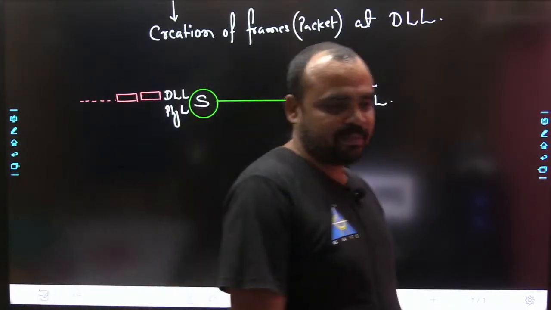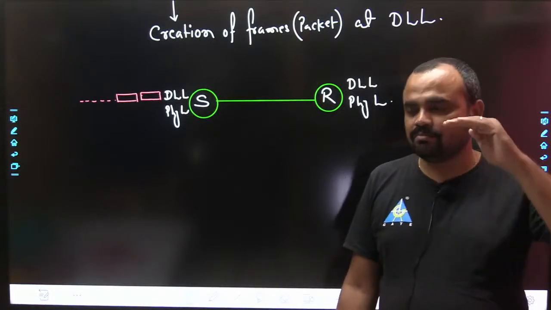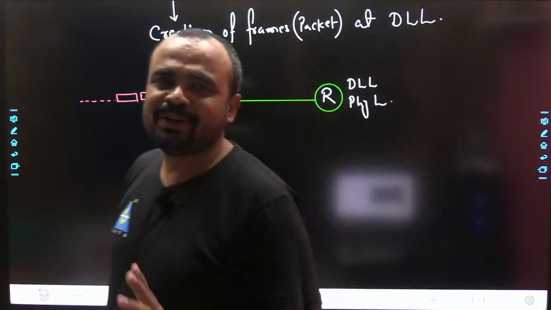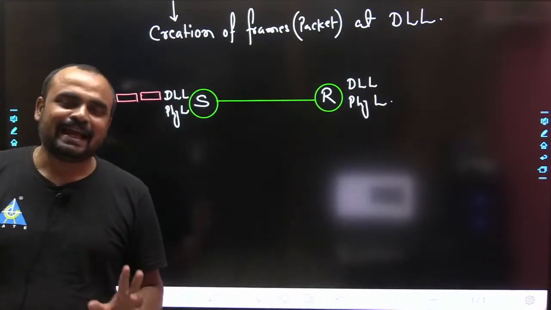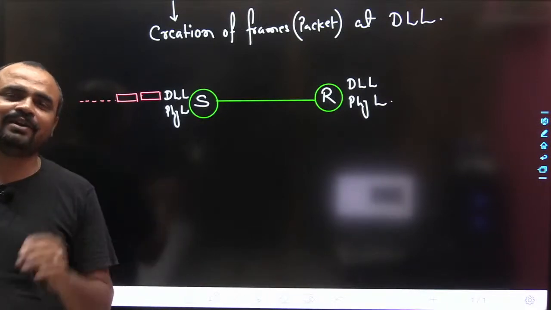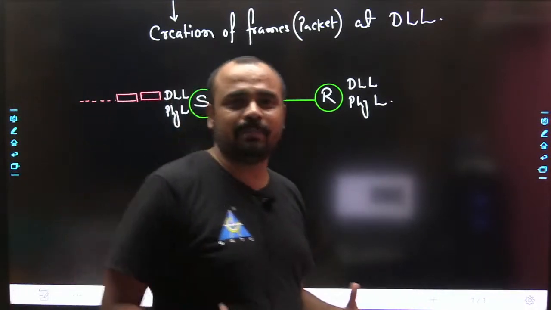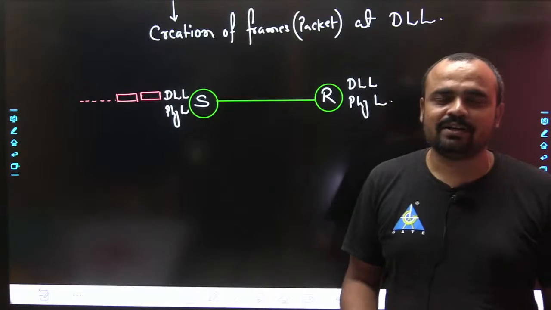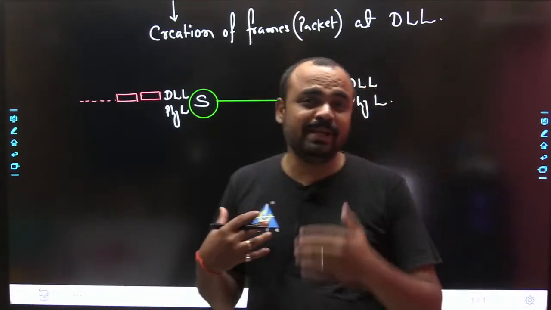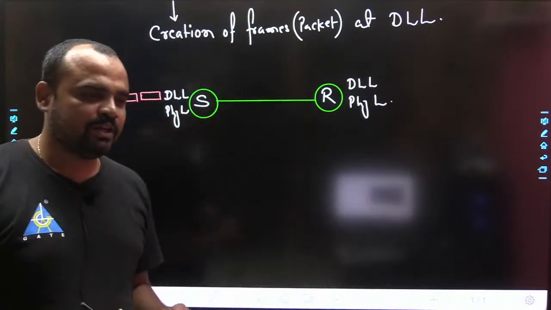I hope all of you have read the starting two chapters of computer networks that I have told you. In those chapters you have already studied the modes of communication. There are three modes. We want full duplex mode of communication between me and you. So just tell me.